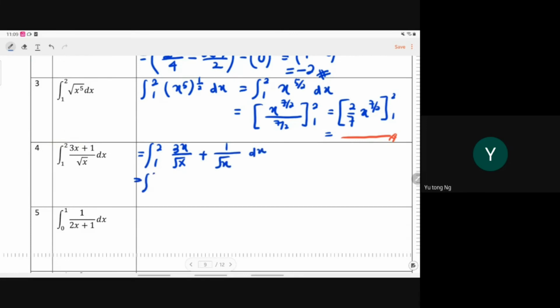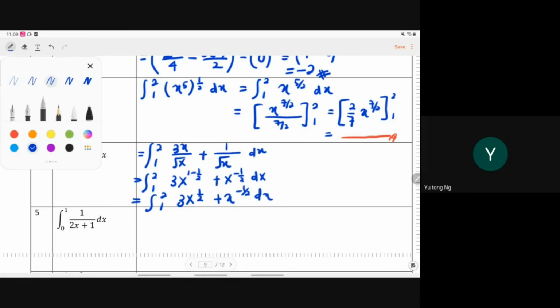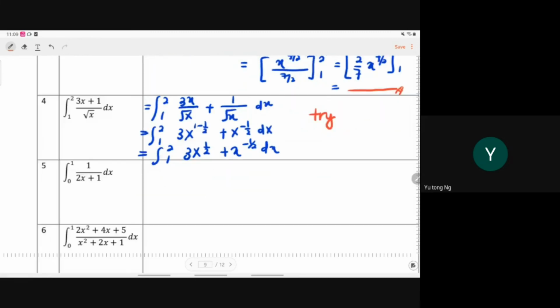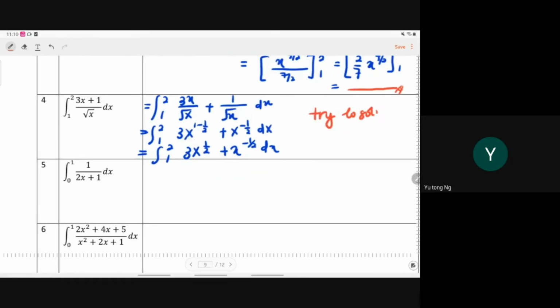Okay, then 2 to 1. Okay, so 3x^(1 minus half). Okay, because it's √x tu dekat bawah, plus x^(negative half) dx. Okay, so equivalent to integrate 2 to 1, 3x^(half) plus x^(minus half) dx. Then baru boleh continue with the integration. So this one you can try. Okay, try to solve.